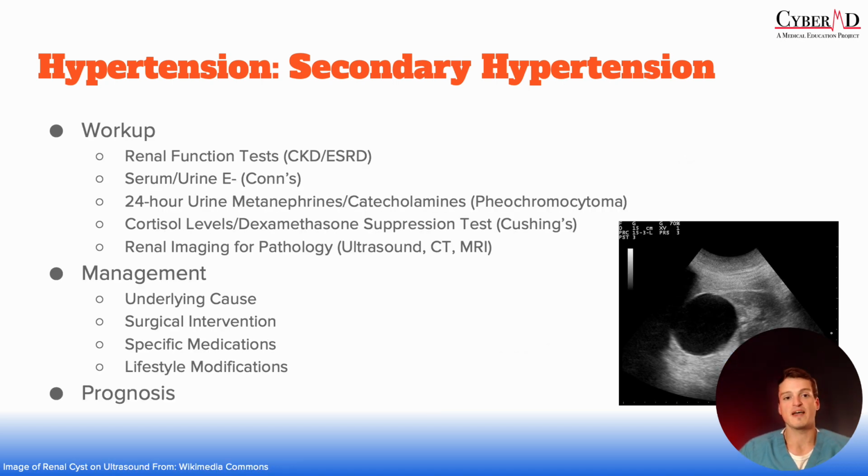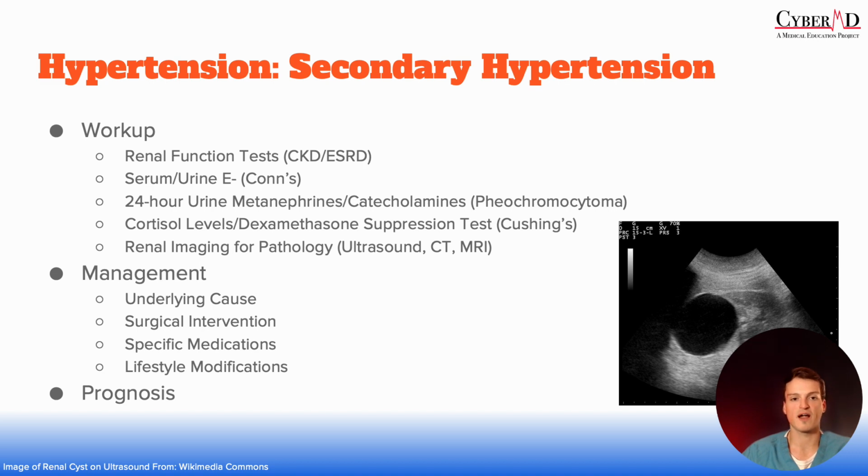So, if you suspect secondary hypertension, what do you do? You get renal function testing. You want to make sure there's no CKD, signs of CKD or ESRD, make sure there's no evidence of that. You can assess it through GFR and urinalysis. You're also going to want to look at serum and urine electrolytes, looking for Conn syndrome. And so that can be a key test in ruling out causes of secondary hypertension.